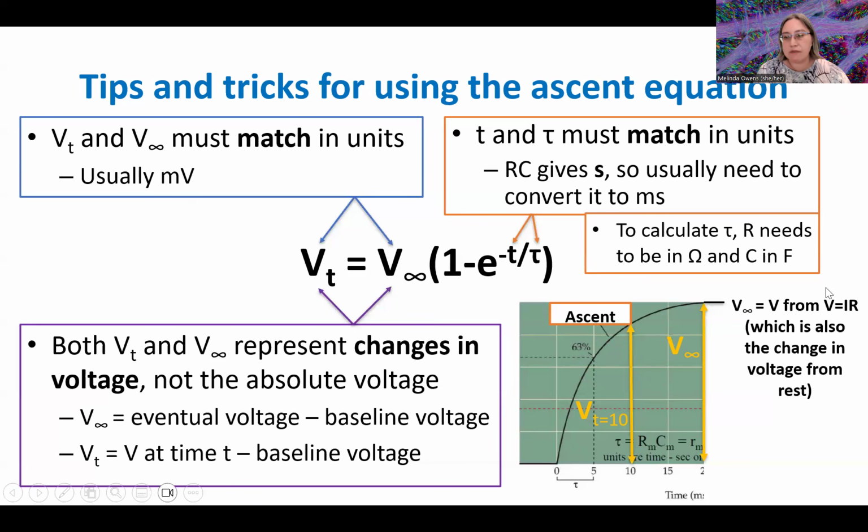That's also the V from V equals IR. Right? Because the V from V equals IR is also the change in voltage from rest. And then VT is the voltage at time t minus the baseline or rest voltage. Okay, so it's always a difference. So I always like to sketch things out, so I can see what is an absolute thing, like -65 millivolts, and what is a difference between that baseline and the value.